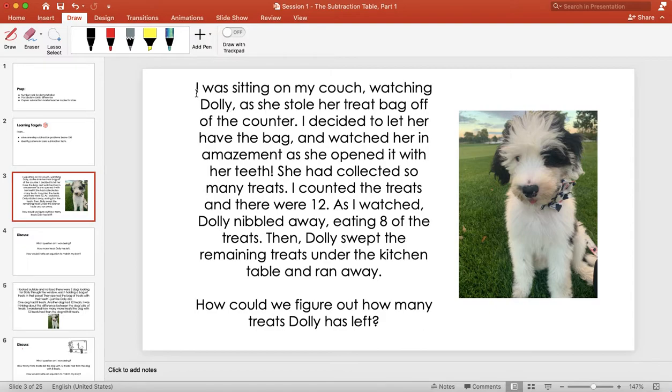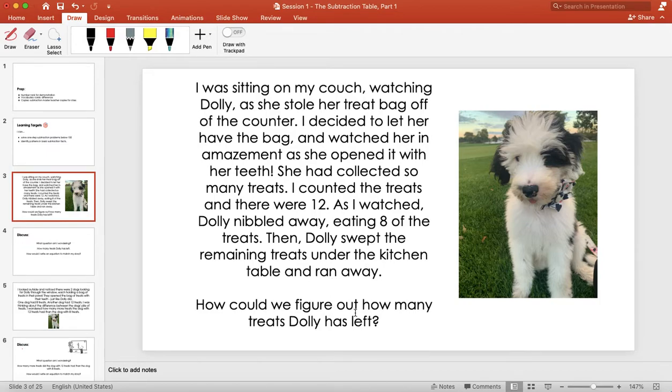So this says, I was sitting on my couch watching Dolly as she stole her treat bag off the counter. I decided to let her have the bag and watched her in amazement as she opened it with her teeth. She had collected so many treats. I counted the treats and there were 12. As I watched, Dolly nibbled away, eating 8 of the treats. Then, Dolly swept the remaining treats under the kitchen table and ran away.